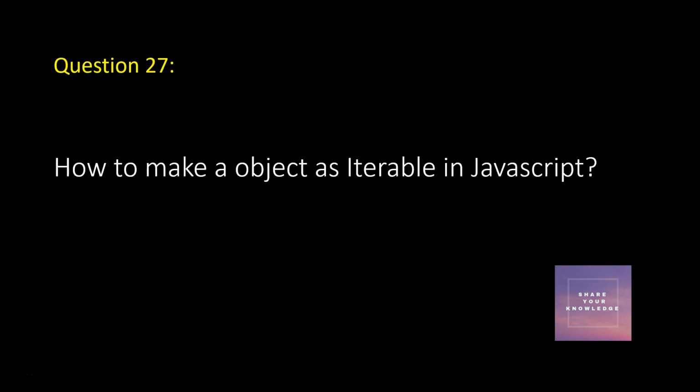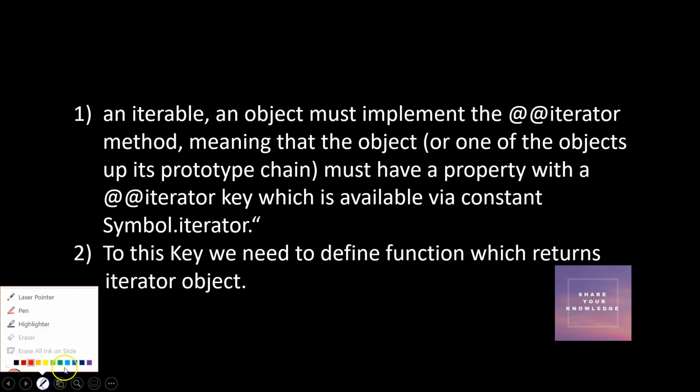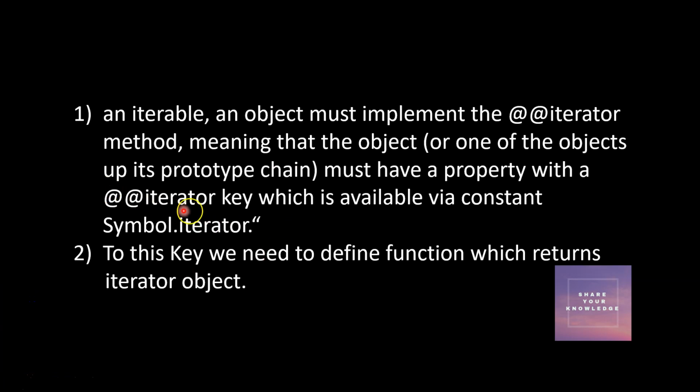So let us see question 27 of this series: how to make an object iterable in JavaScript. Iterable, I mean, it can be used in a for loop to iterate through the values. That's what I mean by iterable. So there are two conditions to it. The iterable object should have the iterator key set. This is the first condition.